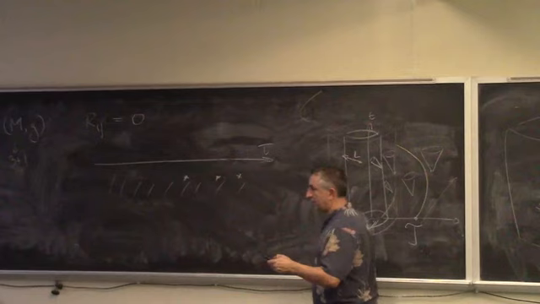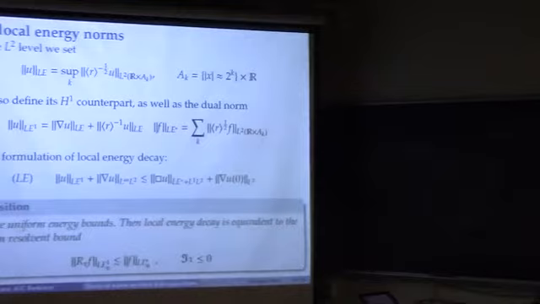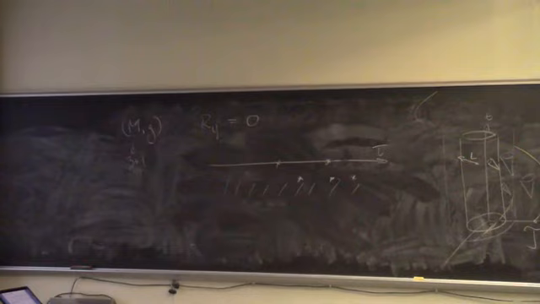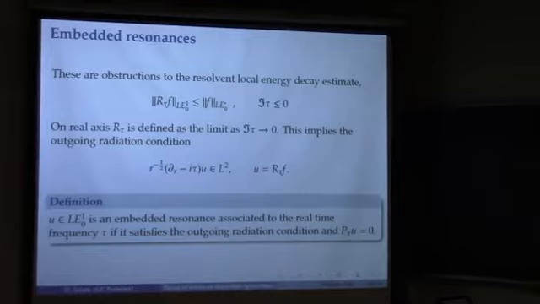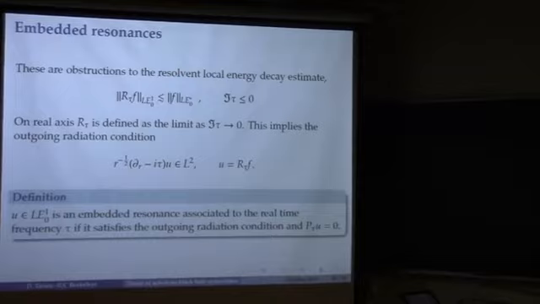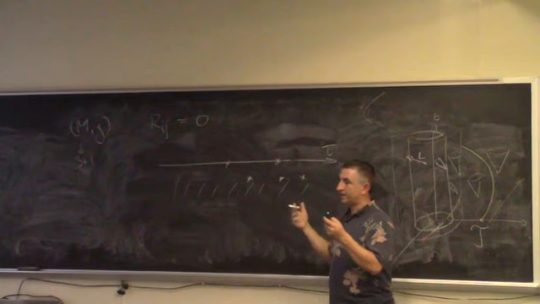Okay? And once you hit the real axis, then just as we had these enemies inside the circle before, here you can hit enemies on the real axis. Okay? And these enemies on the real axis are what I'll call embedded resonances. Embedded because they are on the real axis. Resonances because they are weaker objects than eigenfunctions. Eigenfunctions, the guys that live here, are smooth and decay exponentially at infinity. On the other hand, these resonances will not decay exponentially at infinity.